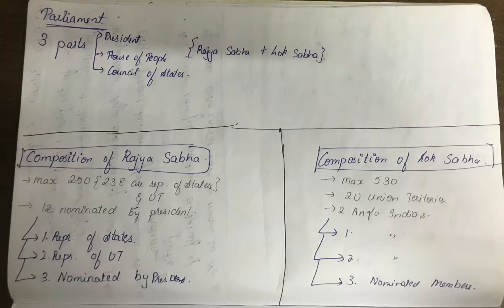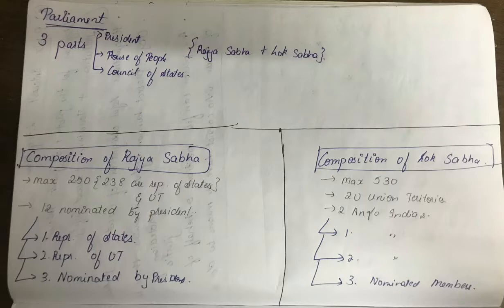Now let me go directly into the composition of Rajya Sabha and the composition of Lok Sabha. In Rajya Sabha we have a maximum of 250 members, of which 238 are representatives of the states and union territories, and 12 people are nominated by the president. How will the president nominate? The president will nominate people who are excellent in terms of science and other particular domains.